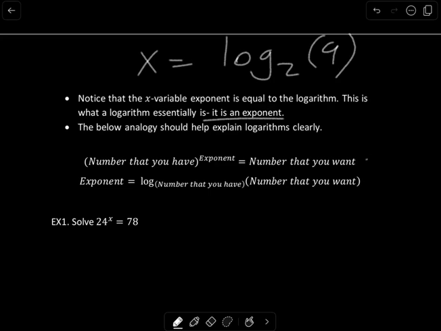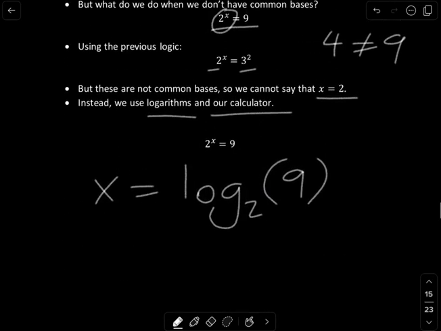Okay, so the below analogy should help explain logarithms clearly. The first equation here is called exponential form, and then we have logarithmic form. The number that you have, which is the base, is going to be raised to some exponent, and that's going to give you some output value, the number that you want. Now the exponent is always equal to the logarithm. So the exponent is equal to log of the number that you want, and then at the bottom, the number that you have.